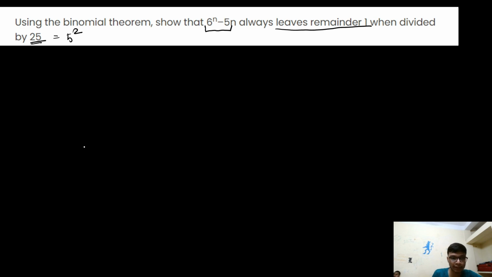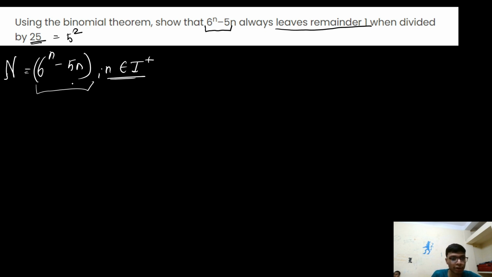Now what you have studied till now is the expansion of binomial theorem and writing the general term of the binomial theorem. So for such a question, we have to prove this particular expression. Now this is not a binomial expression. We can see that the expression is given as 6^n. Now let me represent that number as capital N, and this number is 6^n - 5n, where n is a positive integer. All right, so it is said in the question that this particular number when divided by 25 always leaves a remainder 1. Okay, so we have to prove that.